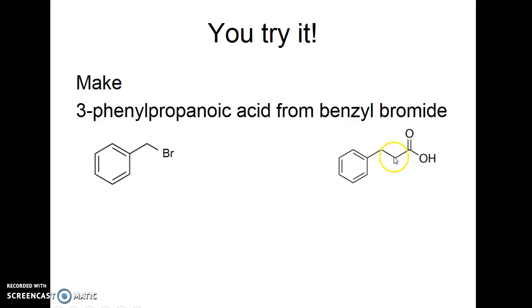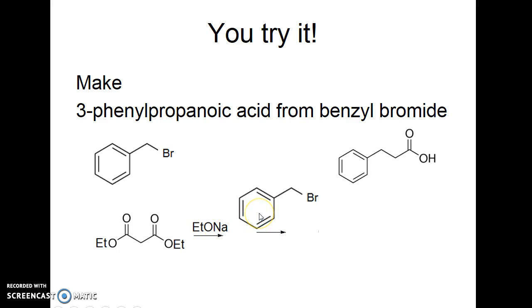Well, this is acetic acid, and I can add the equivalent of acetic acid with the malonic ester. And so here's malonic ester, and what we're going to do is deprotonate there with ethoxide. If I treat with this alkyl halide, and then decarboxylate, I end up getting this product.